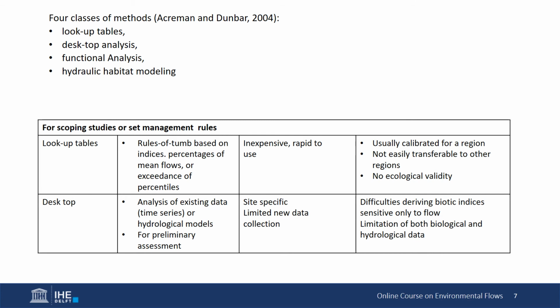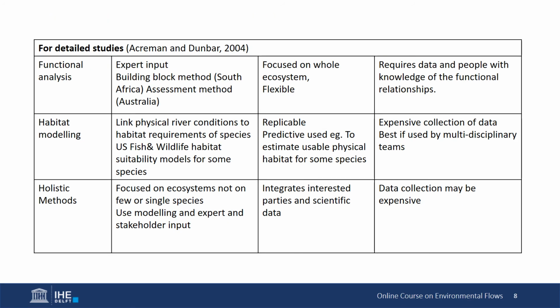Desktop studies rely on the analysis of existing data. Some methods are based only on hydrological data. Others combine hydrological and ecological data. The indicators of hydrological alteration are the basis for several desktop methods. Methods that use ecological data estimate statistical relationships between independent variables related to flows and dependent variables related to biotic elements. The main limitations of these methods might be the scarcity of information and the difficulty to derive biotic indices that respond only to flows.